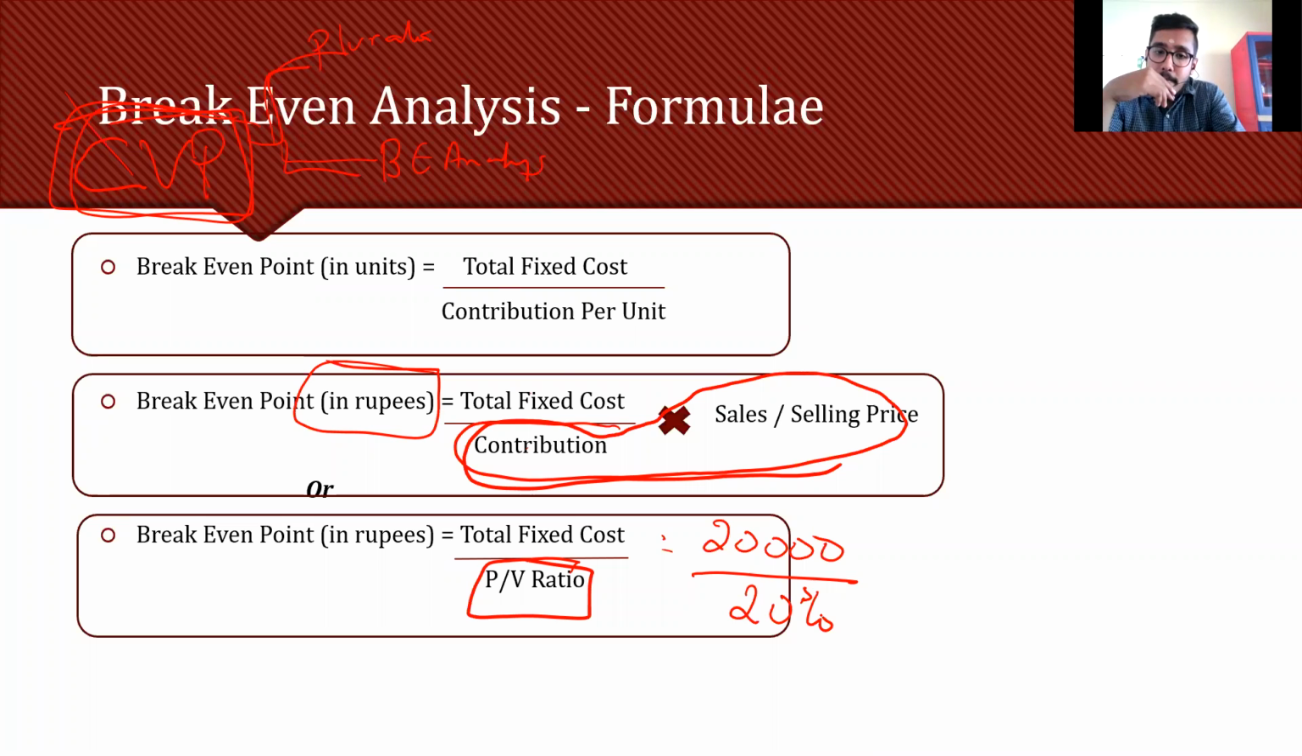20,000 divided by 20%. How can we do this? 20,000 divided by 20 by 100. How to find out?